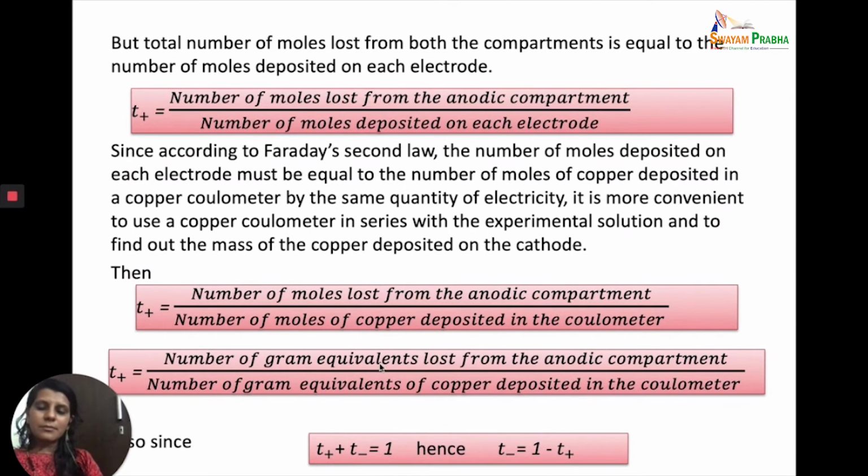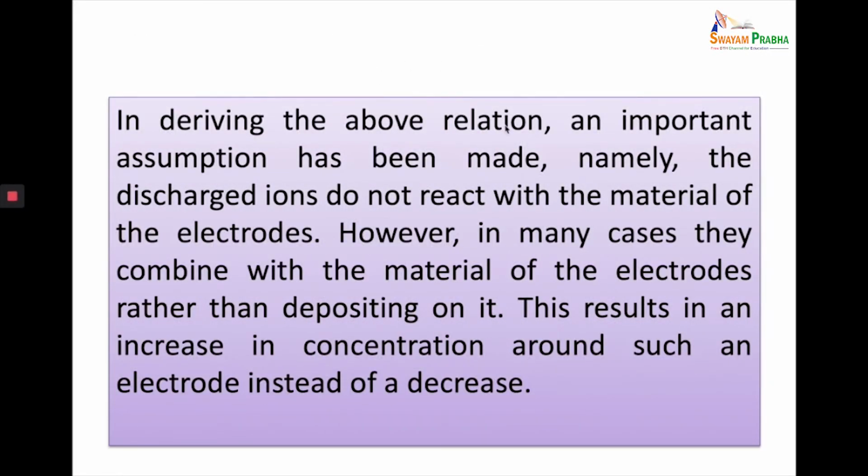It can also be determined in terms of gram equivalents: number of gram equivalents lost from the anodic compartment upon number of gram equivalents of copper deposited in the coulometer. If we know the transport number of the cation or the anion, we can determine the other because T plus plus T minus is always equal to 1. In deriving the above relation, an important assumption has been made, namely, the discharged ions do not react with the material of the electrodes. However, in many cases, they combine with the material of the electrodes rather than depositing on it. This results in an increase in the concentration around such an electrode instead of a decrease.